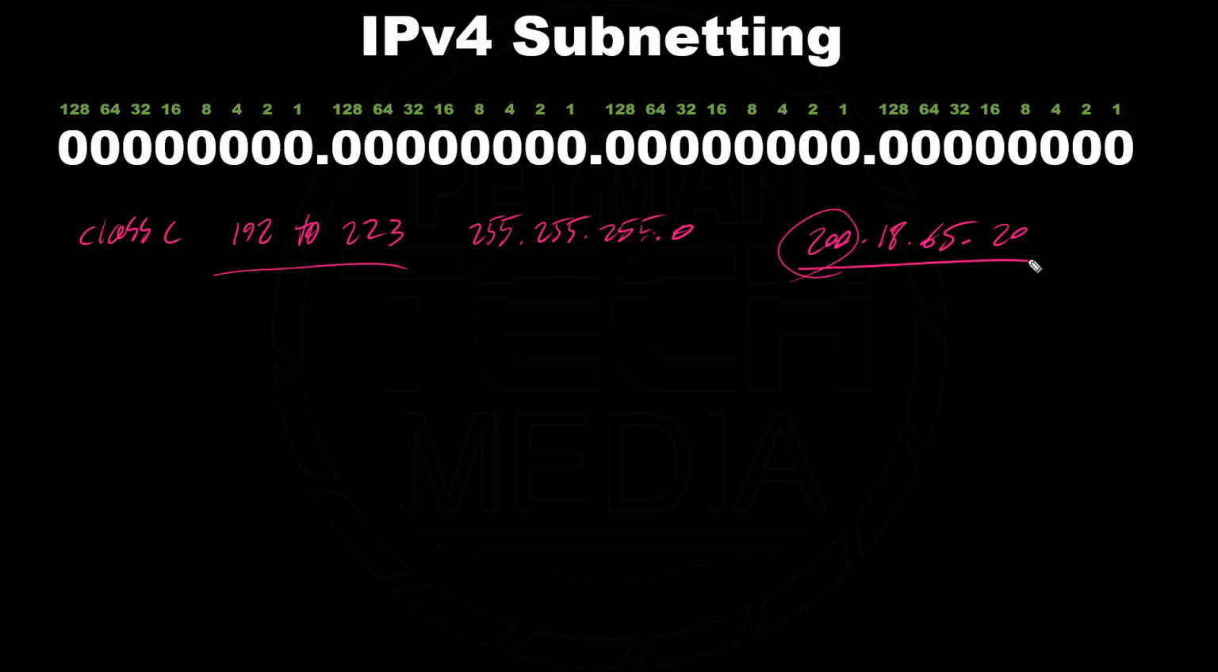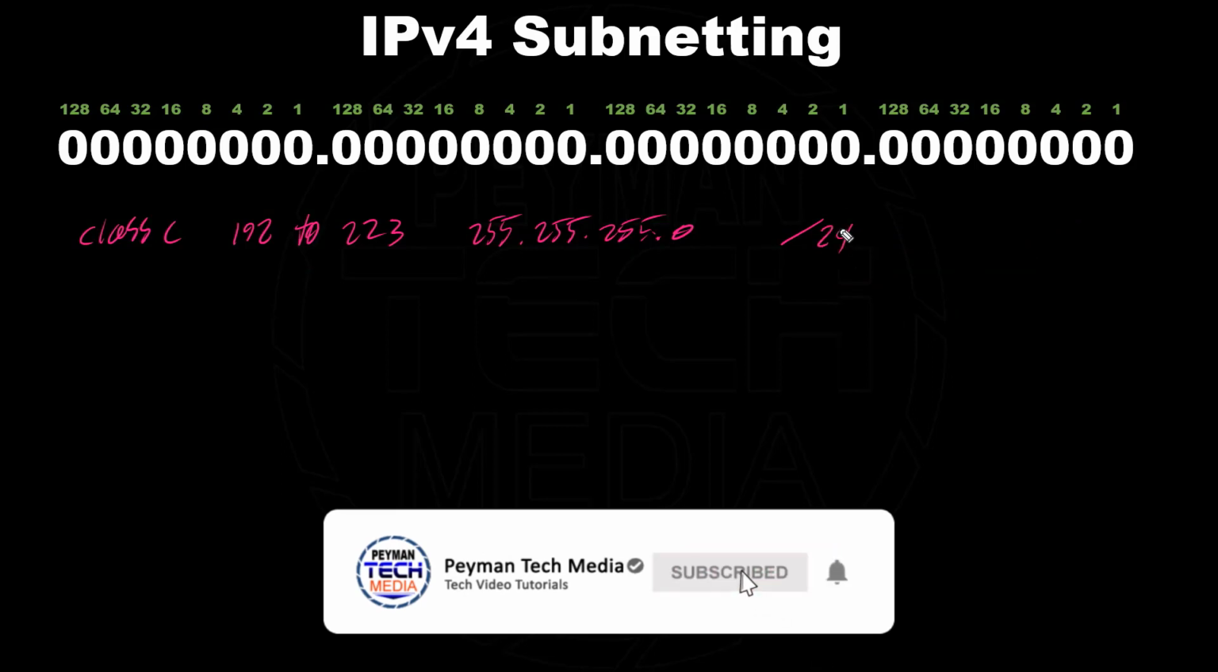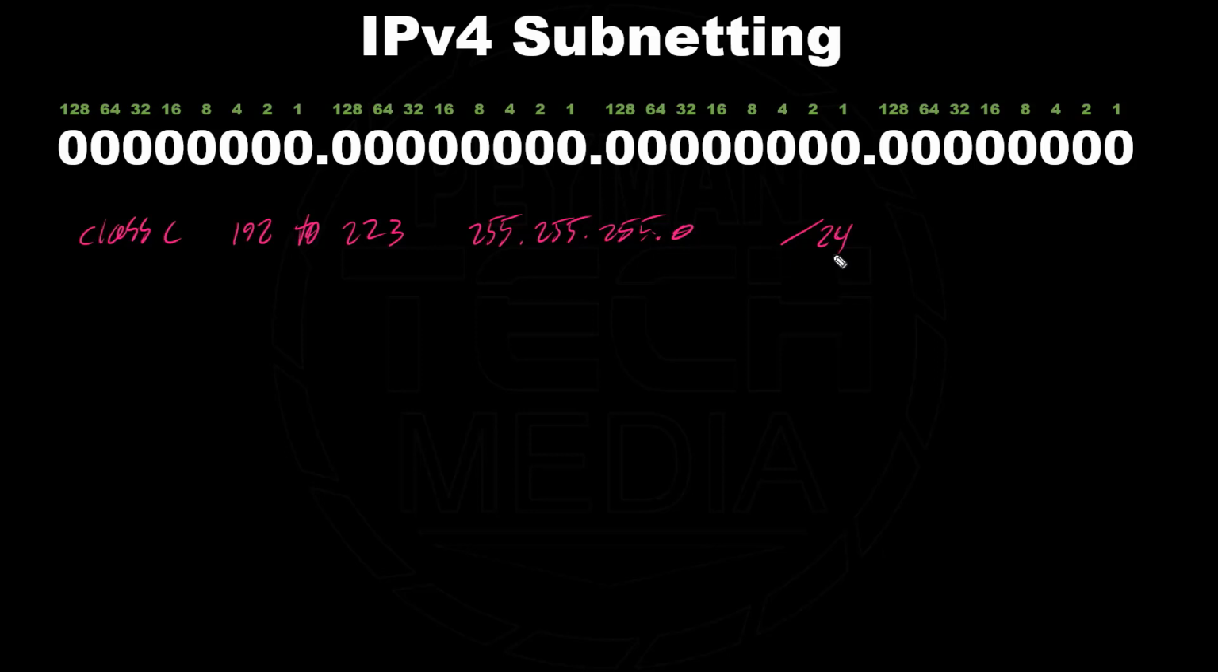So that's an example of a Class C IP address, and with the default subnet mask of 255.255.255.0, the first 3 octets belong to the network and the last octet belongs to the host. And if we want to write down the prefix, /24, which means 24 bits are network bits going from left to right.